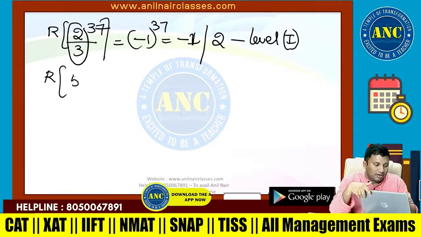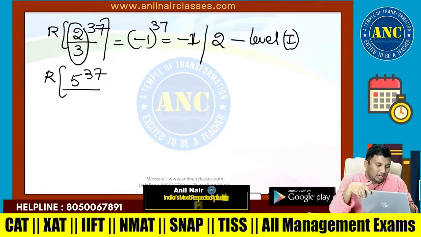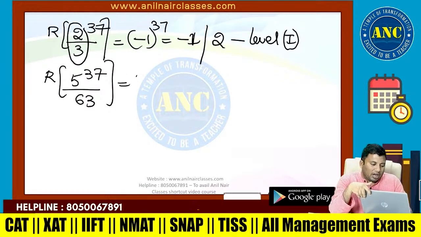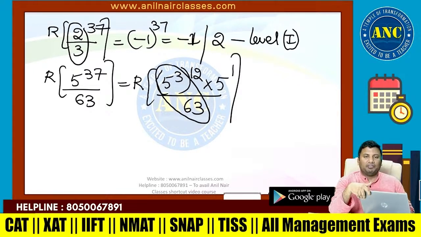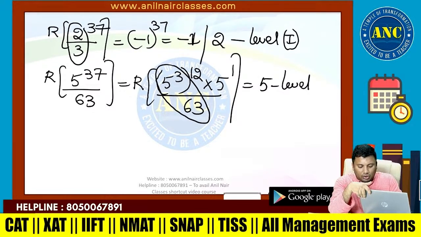Remainder of 5 power 37 divided by 63. Which power of 5 when divided by 63? 5 cube is 125 into 5 power 1 divided by 63. 125, 63 twos are 126. Minus 1 into 5. This is a level 2 question. Remainder is 1.